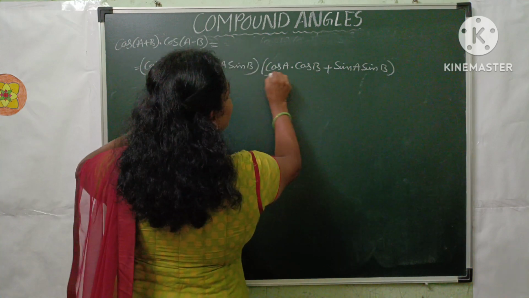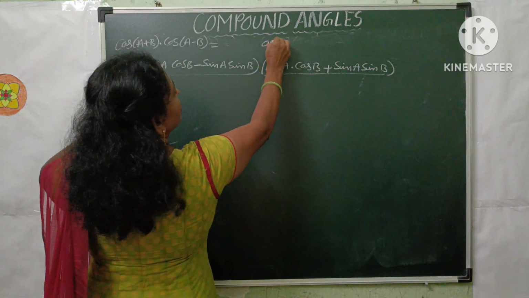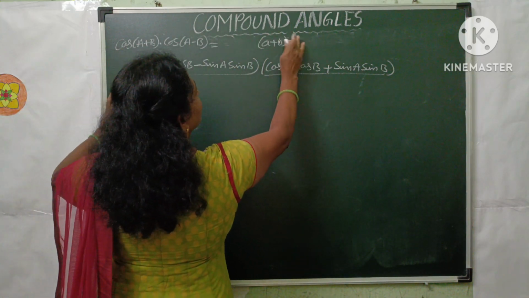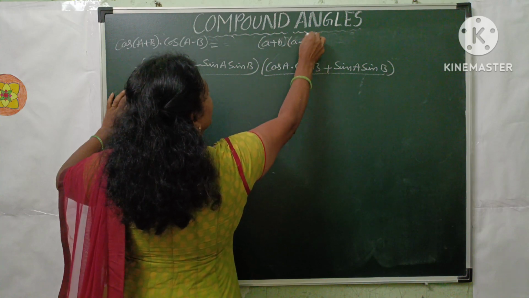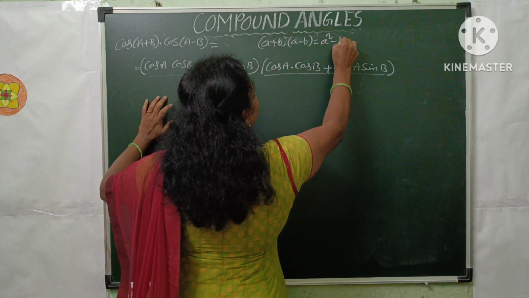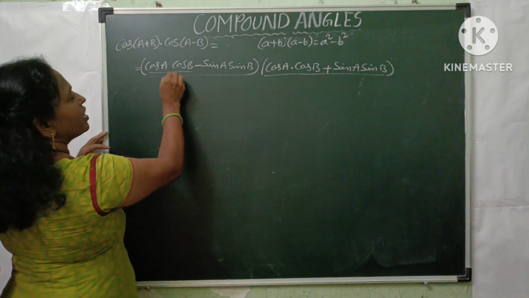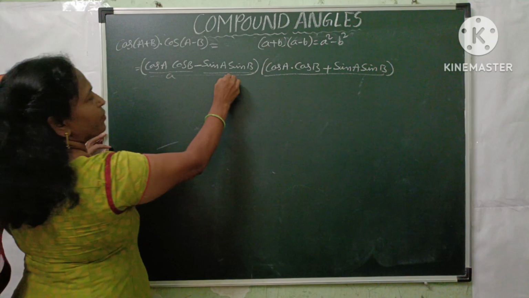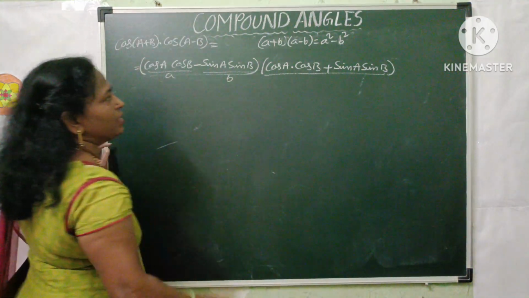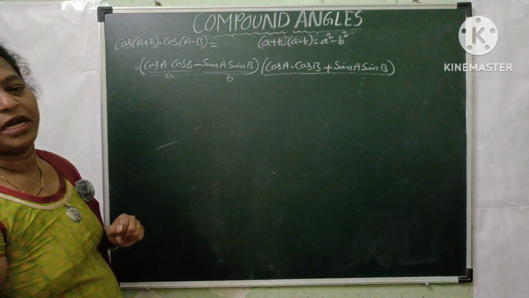Here also, (a+b) into (a-b). Here the same formula: (a+b)(a-b) equals a square minus b square, the algebraic form you have to write. Up to here it is a, this is b. (a+b) into (a-b), or else (a-b) into (a+b), you have to write a square minus b square.